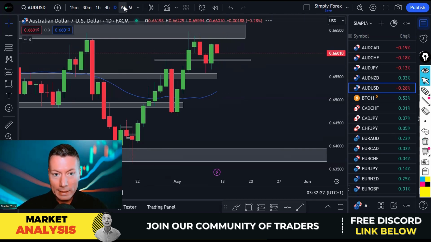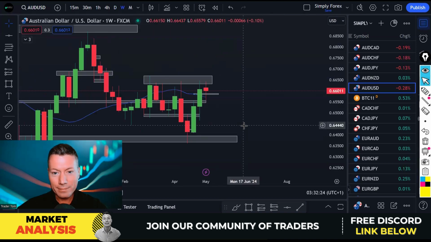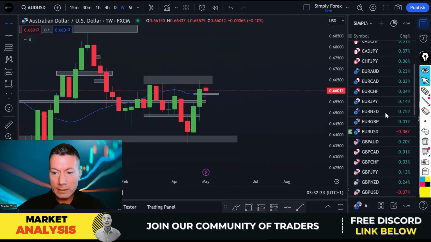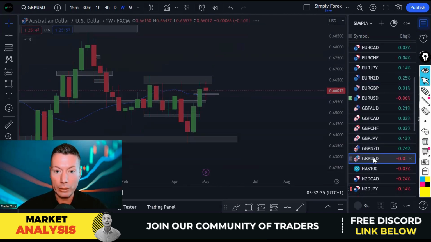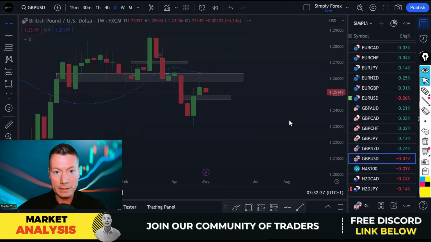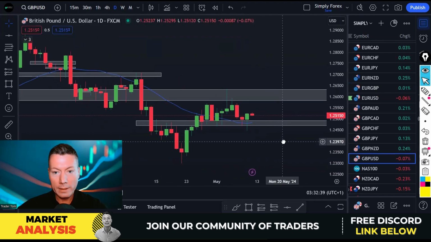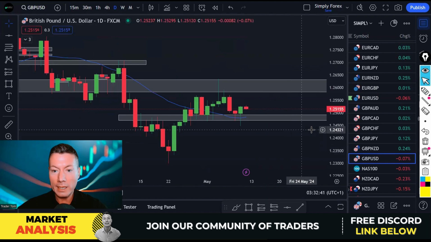But if I look at the weekly chart, it's really bouncing off sort of a weekly level here, right? Makes it difficult for me to trade. Let's look at pound US dollar, right? This is another perfect example. If you look at the day chart, that is a pretty nice setup. Well, not pretty nice, very nice, right?